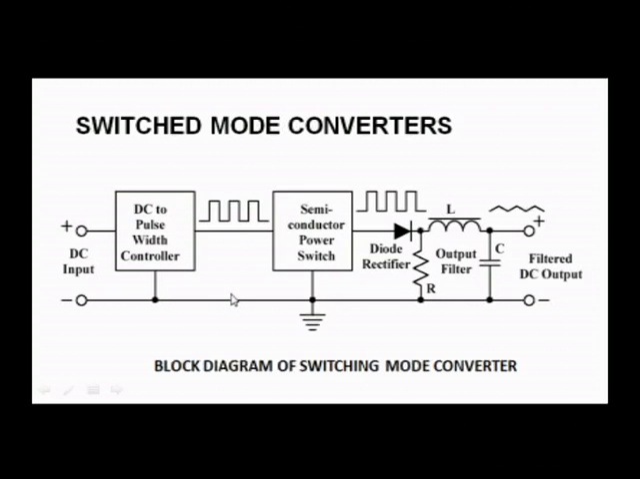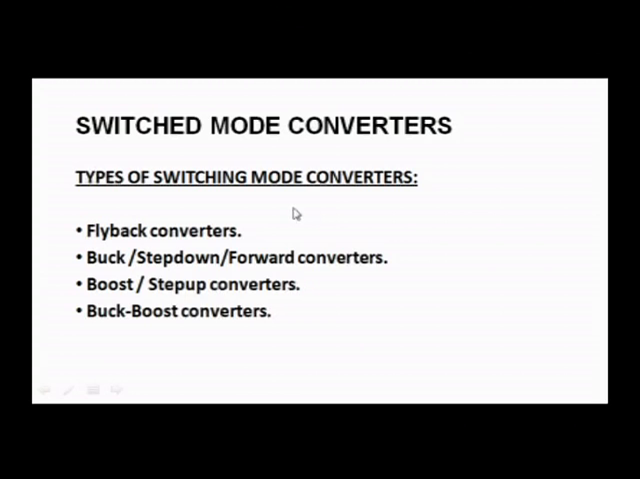One by one, let us talk about the types of switching mode converters which we are going to deal with today. The first type is the flyback converter. A very special type of flyback transformer is going to be used, or an inductor which is in transformer mode. Then you are having a buck, which is a step down or a forward converter. The same terminologies are being used. Then you are having a boost or step up converter, and finally a combination of both buck and boost converters. These are the different types of switching mode converters which are available.